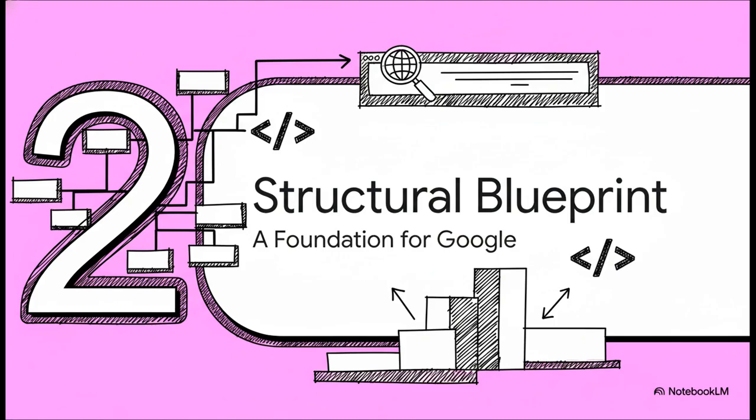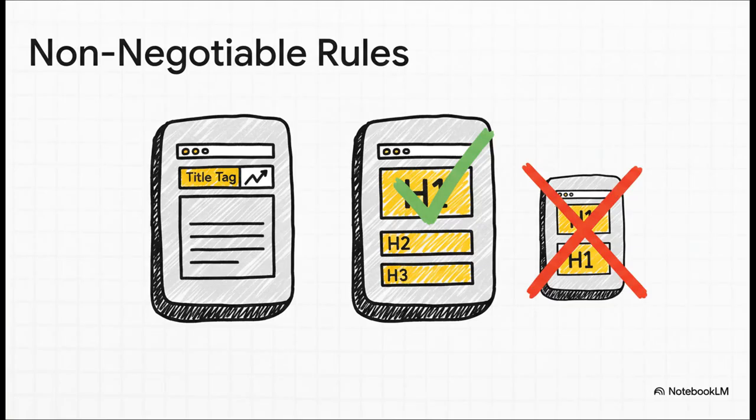All right, now that we have our performance baseline locked in, we can start building on top of it. And the very next layer is the structural blueprint of every single one of your pages. I want you to think of this like you're handing Google an architectural plan that says, hey, this is exactly what this page is about. Now listen, these are not suggestions, okay? These are the non-negotiable rules for clean SEO.